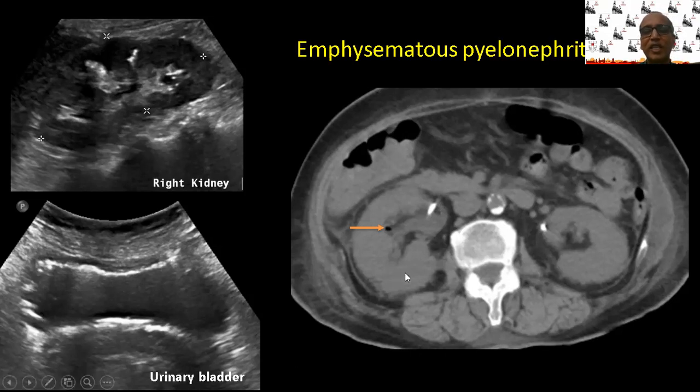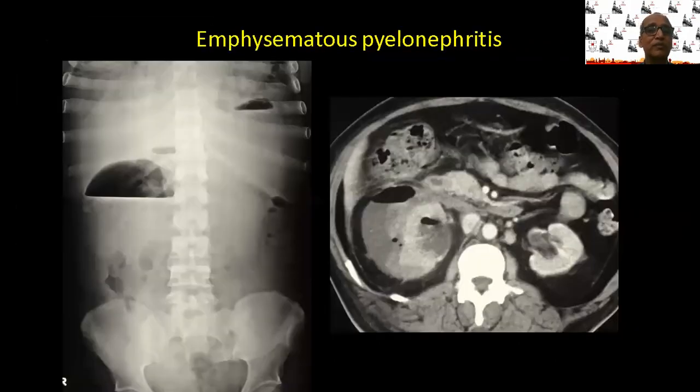A corresponding CT shows presence of air within the collecting system. When you have air within the collecting system, that indicates a lesser degree of involvement, vis-a-vis air within the renal parenchyma or in the perinephric space, which indicates a much more serious type of gas-forming infection.